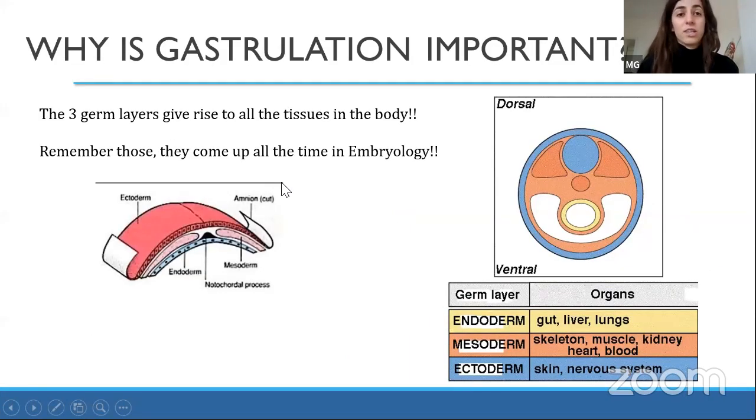So this was gastrulation, right? And why is it so important? Because it gives rise to all the tissues in the body. So every time you read an embryology textbook, it's going to mention endoderm, mesoderm, and ectoderm. So don't forget about them. They come up all the time.